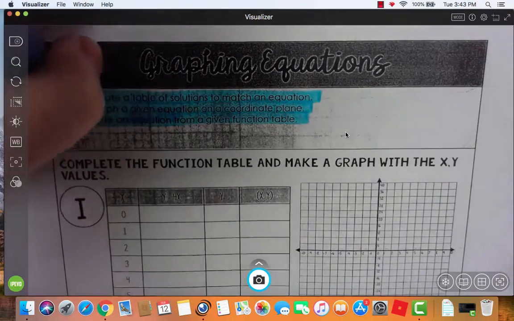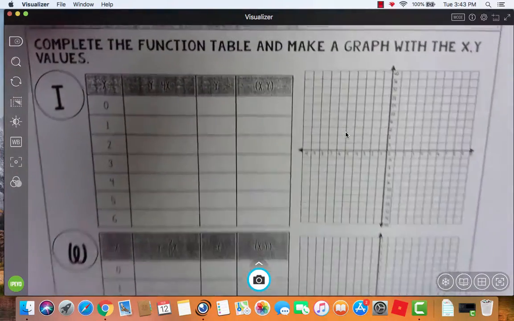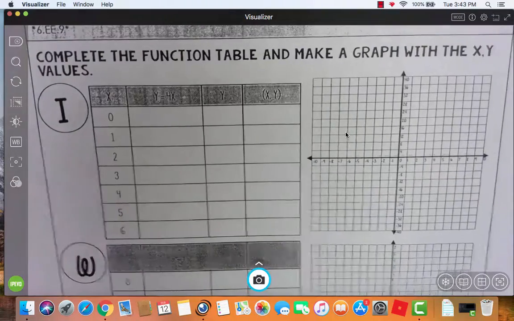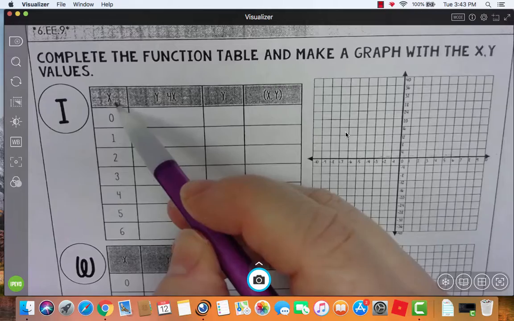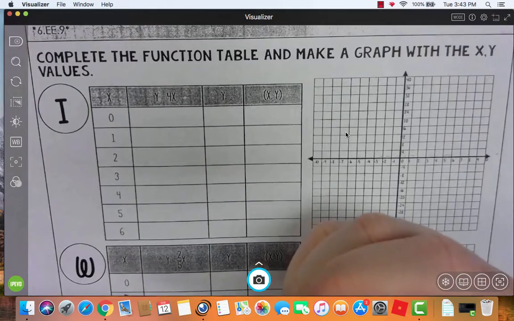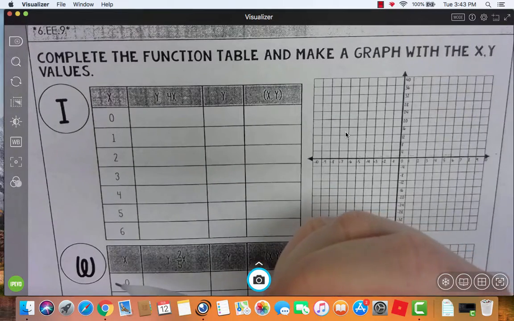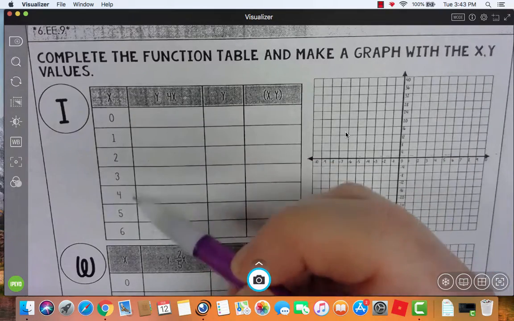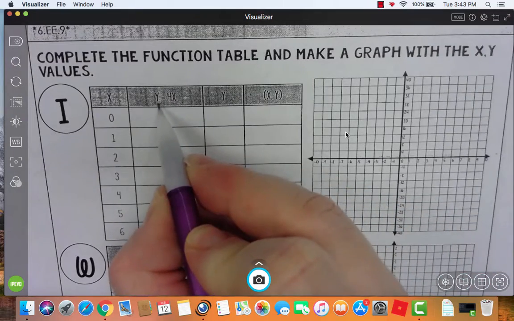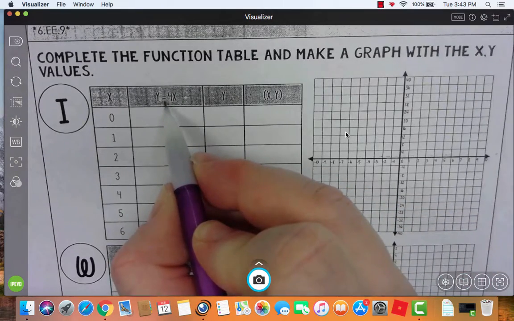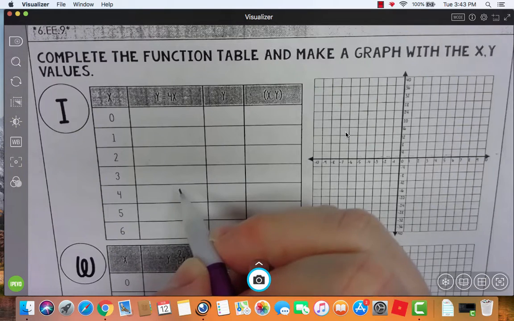Okay, so this is the first one. It's an I do, so I'm going to do this first. My function table, my input x, remember x is my independent variable. You can tell x to be whatever you want it to be, and this is what I've done here. I told x what it's going to be. My function is y equals 4x.